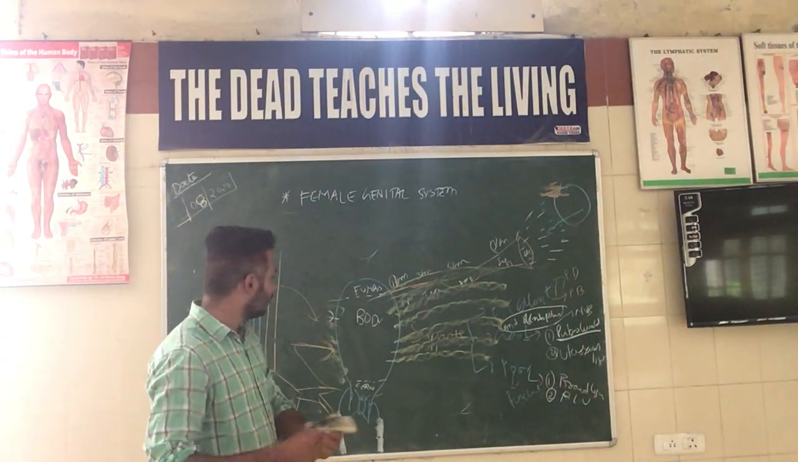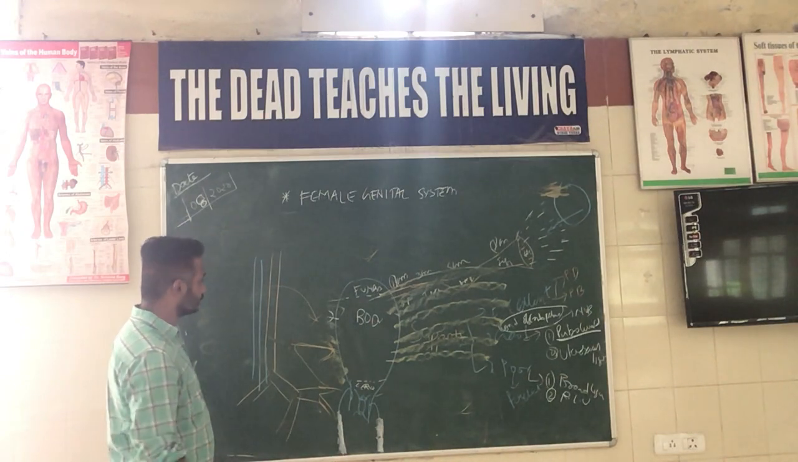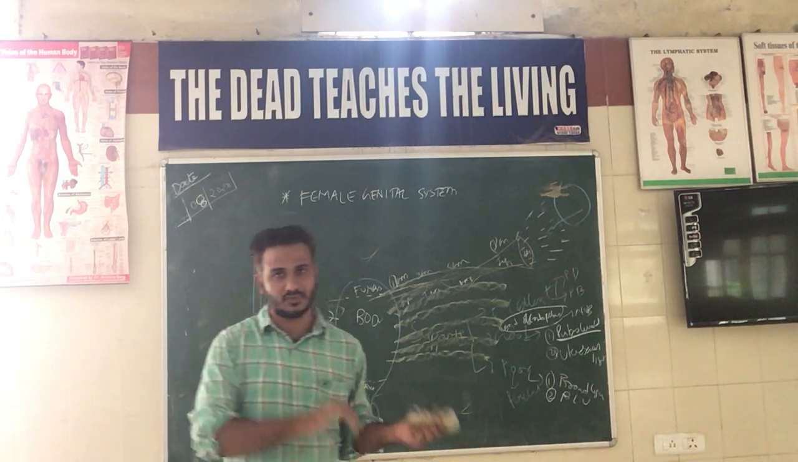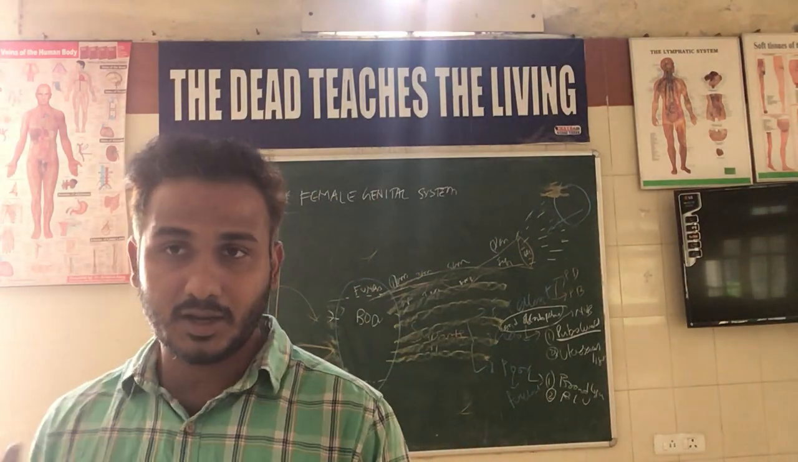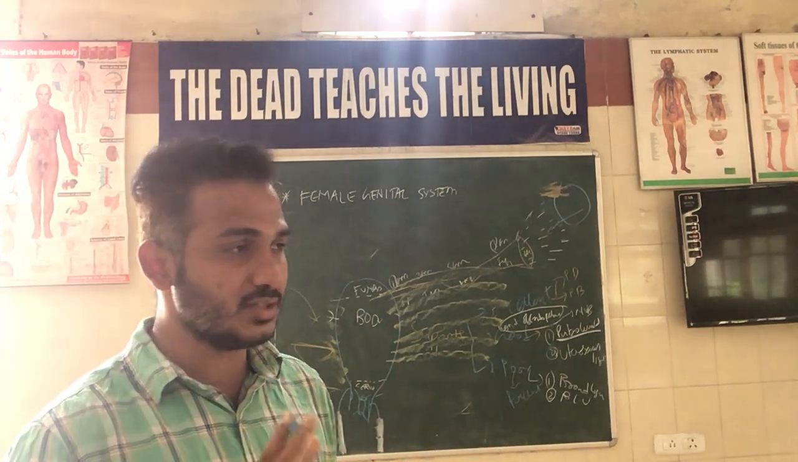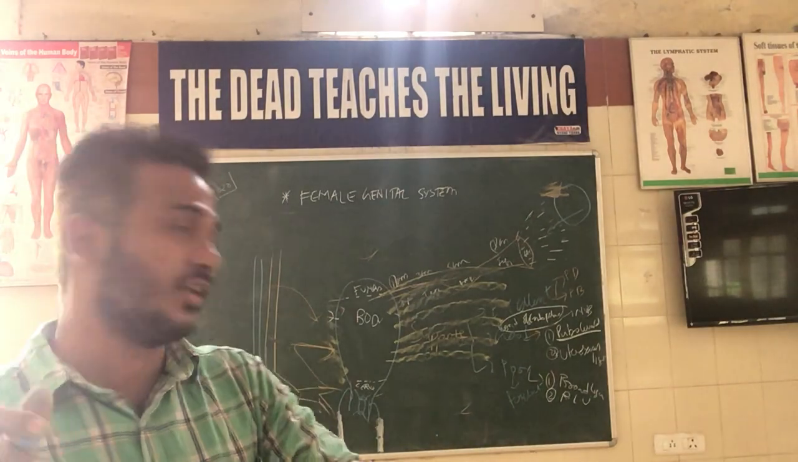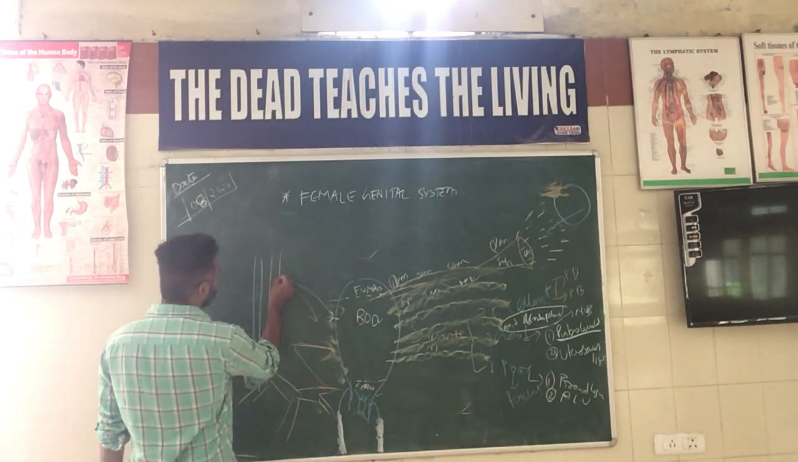So let us discuss the venous drainage as well. We have an ovarian vein on the right side, and we have one on the left side also. On the right side it directly drains into the inferior vena cava, while on the left side it drains indirectly. First it drains into the left renal vein, and via the left renal vein it drains into the inferior vena cava. That's about the ovarian vein.